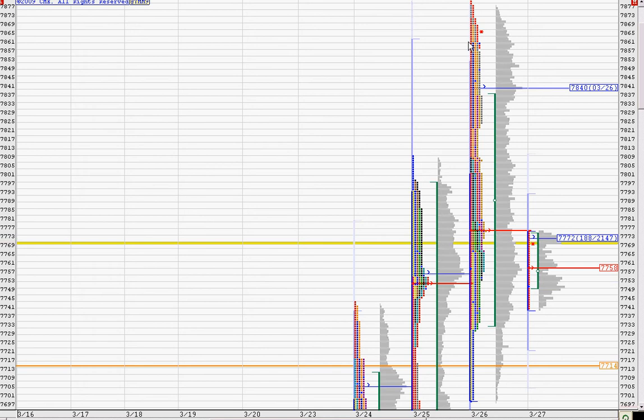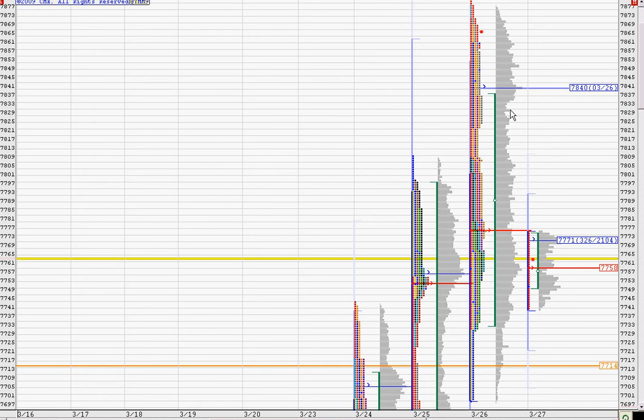I actually was talking to someone in an online forum last night about this. I said exactly this: look, if we get back in here, we'll go for this move down to that point of control. And overnight, that's what happened. Now, I didn't catch that trade because I was sleeping. But that's basically what happened. It came back into value and it went down to its main point.